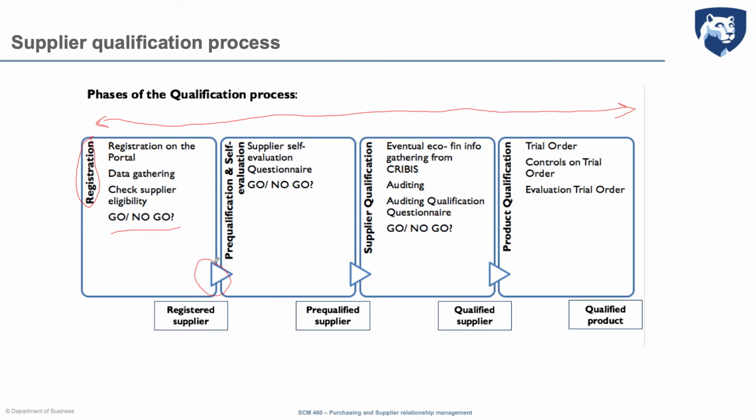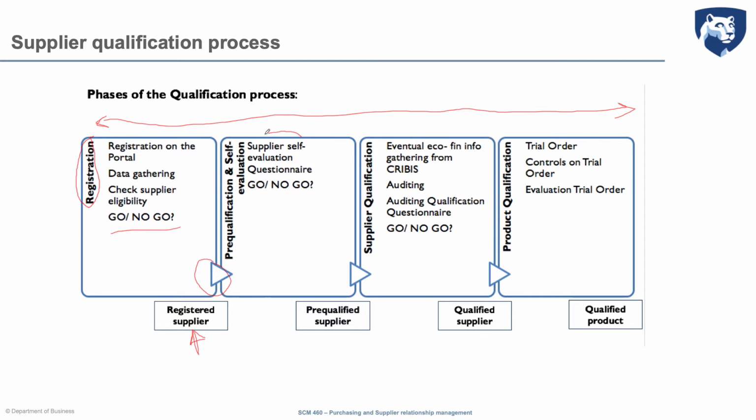So if a supplier is not even able to access, create a password, and insert the basic information, it will never be considered as a potential partner to be given a future contract. Okay, so the first step is supplier registration on the website. Then once the supplier registers on the website, usually it is subjected to what is called pre-qualification and self-evaluation.